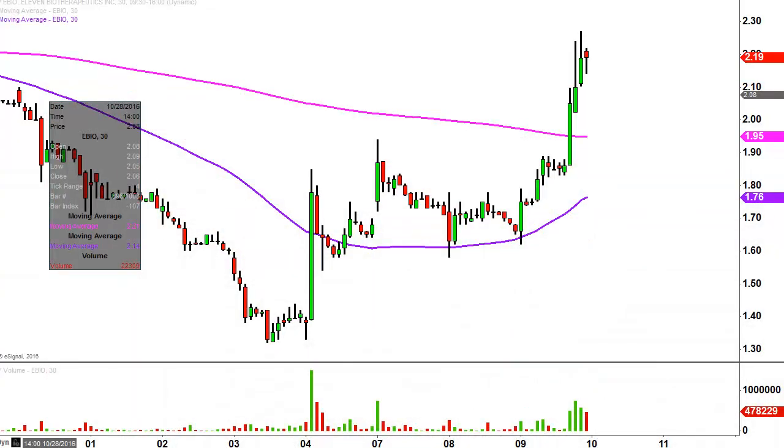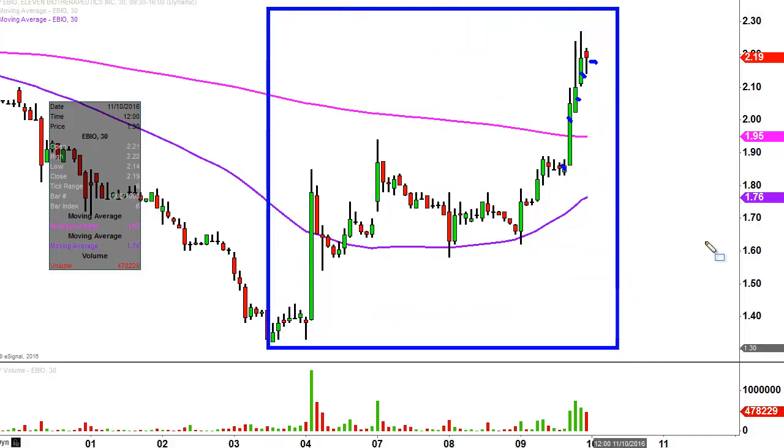Real quick, what do I mean by 30-minute, in case maybe you're new to charts? Instead of each one of these candlesticks representing one day's worth of price action, which is what you would normally see, each one represents 30 minutes. So while this may look like several weeks' worth of time, it's actually just the past several days broken down into 30-minute time slices.